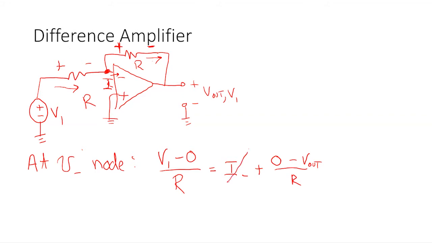This guy is 0. And if I rearrange this, I'm going to find out that V out equals, anybody know? Negative V1. Right? V out equals negative V1. And again, I was calling this V out V1, so I should be careful. V out.